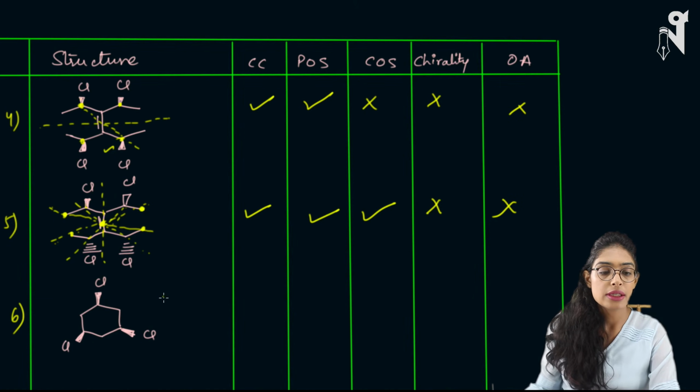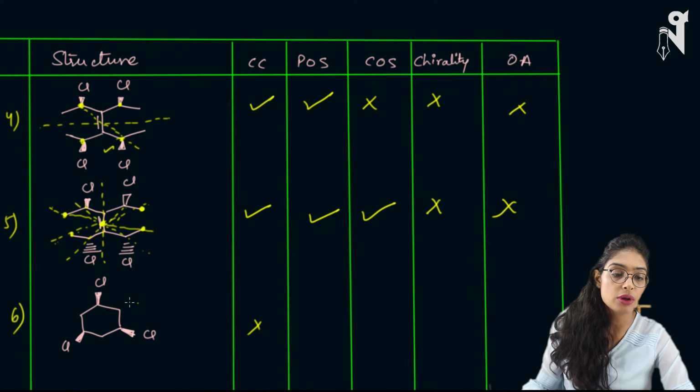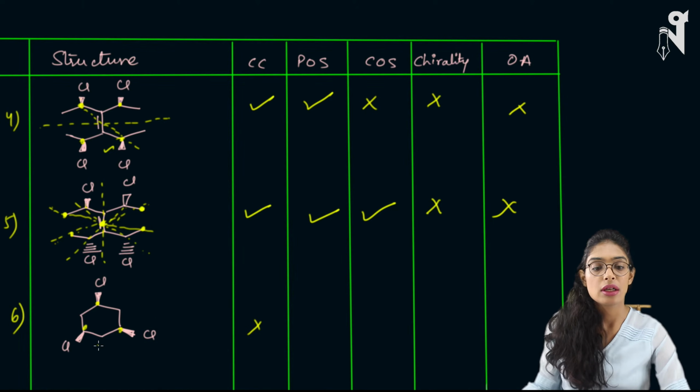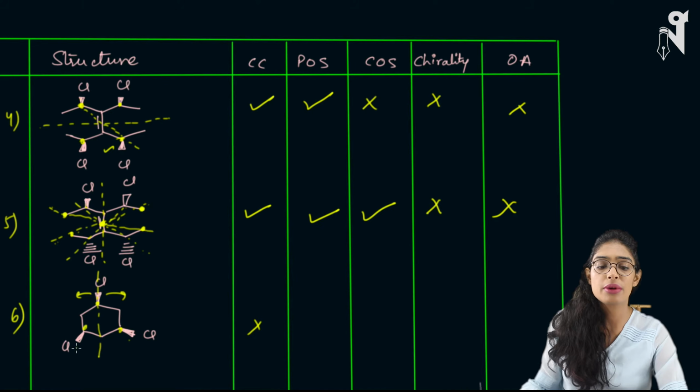In the third case, or in the 6th question, do we have chirality? Do we have chiral carbons? No, we don't have chiral carbons because the molecule is symmetric. So neither this nor this nor this, none of the carbons are chiral. Do we have POS? Yes, we have. You can cut it through this plane. Half the chlorine will go this way, half the chlorine will go that way, and these two are mirror images of each other. So yes, POS is there.